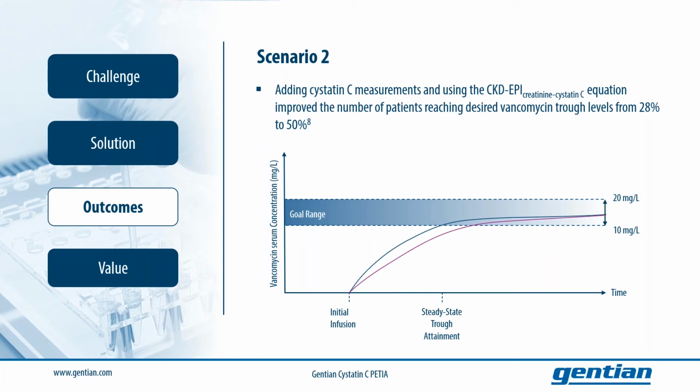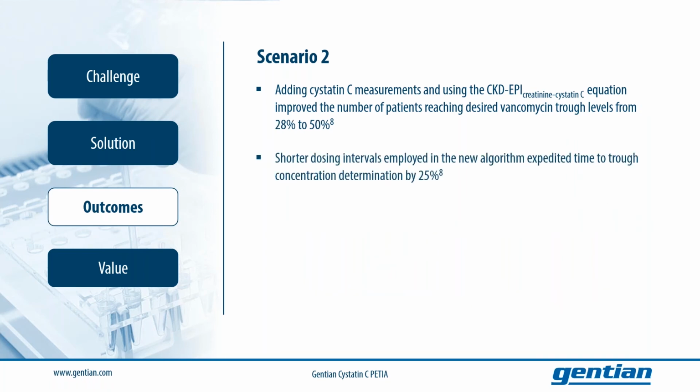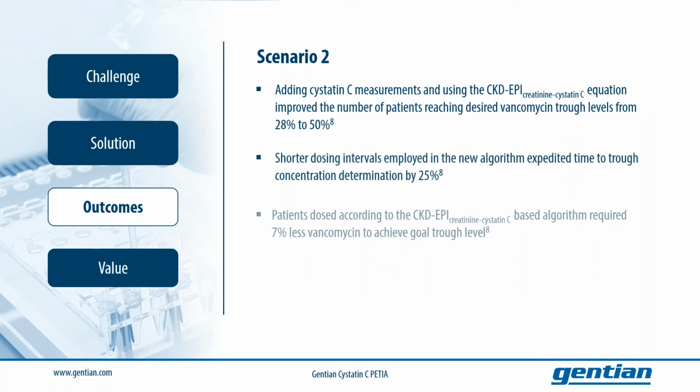This has broad implications for the level of care received by patients because earlier identification of inadequate vancomycin concentrations would allow the medical care team to either increase the dose or determine whether an alternative gram-positive antimicrobial would be needed. Going back to the underlying public health concern of antibiotic overuse and the need for antibiotic stewardship, it's also important to note that under the Cystatin C-based dosing approach, patients required 7% less vancomycin before trough assessment.